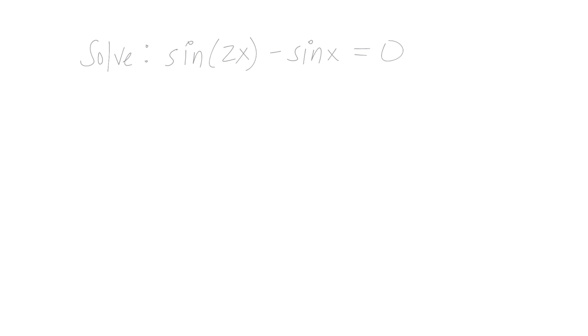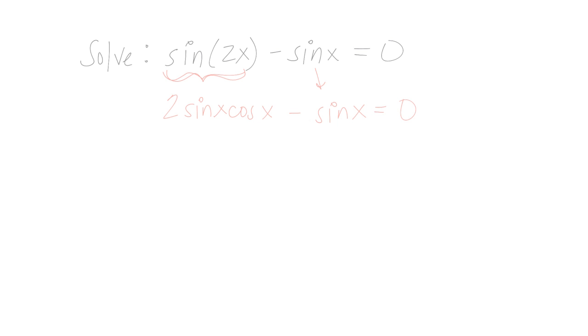Because the first term is sine of 2x, I can't factor anything out. And there's not really anything else I could do because they don't have the same argument. So to fix that, I'm going to change the sine of 2x using my double angle to 2 sine x cosine x. And then I still have this minus sine x. So all I did was change the sine of 2x using my double angle property into 2 sine x cosine x. And then the other sine x just stays the same.